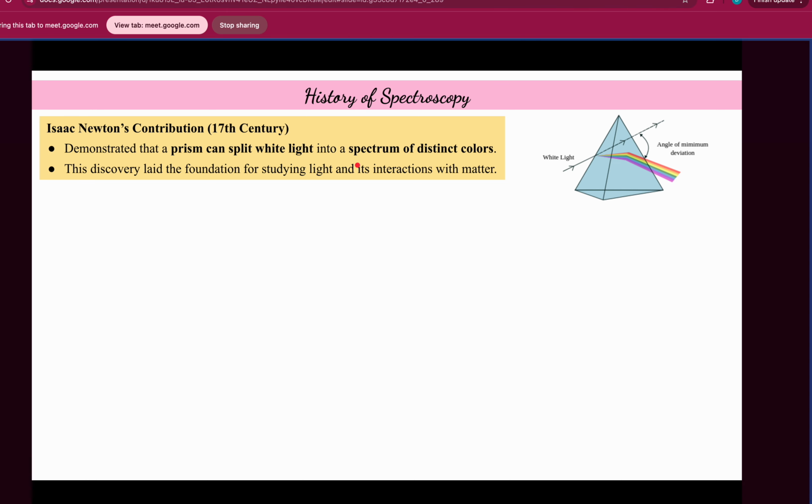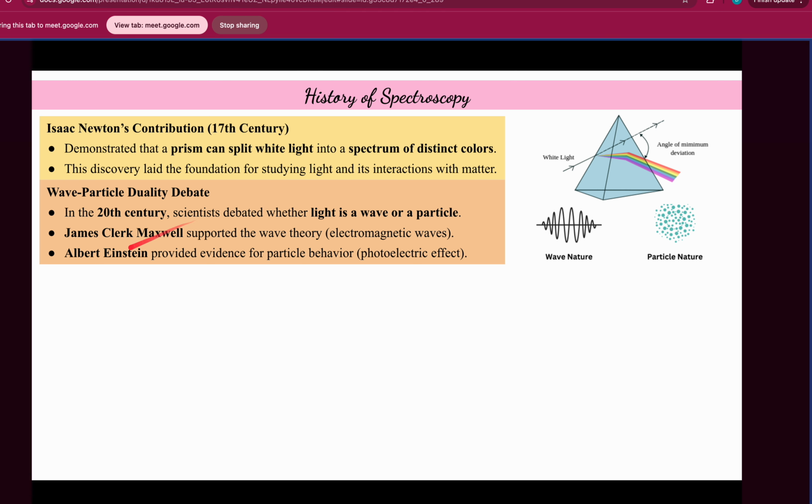So now we'll talk a little about the history of spectroscopy. Isaac Newton contributed to spectroscopy. In the 17th century, he demonstrated that a prism can split white light into a spectrum of distinct colors. So these are 7 distinct colors arising from a single white light. This discovery laid the foundation for studying light and its interaction with matter. Later on, other scientists such as Albert Einstein and James Clerk Maxwell came up and mentioned that light has a dual nature, which means it has both wave as well as particle nature.